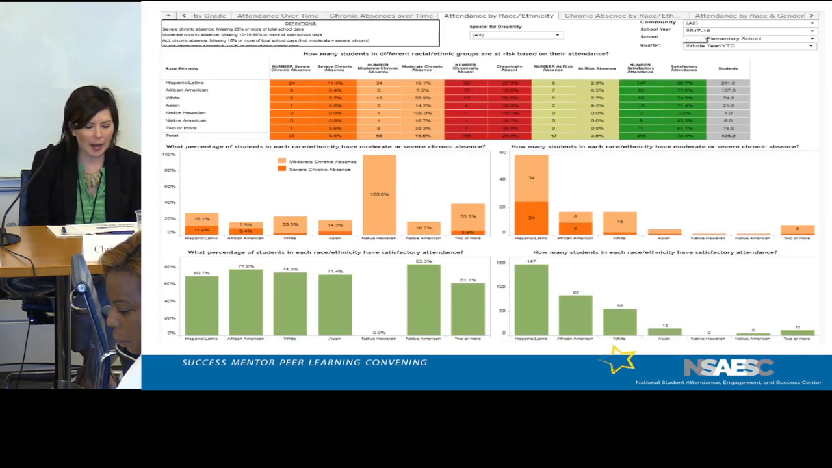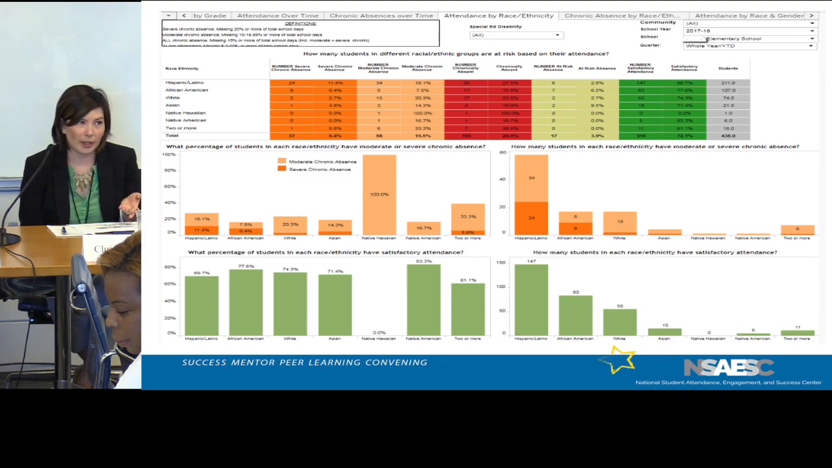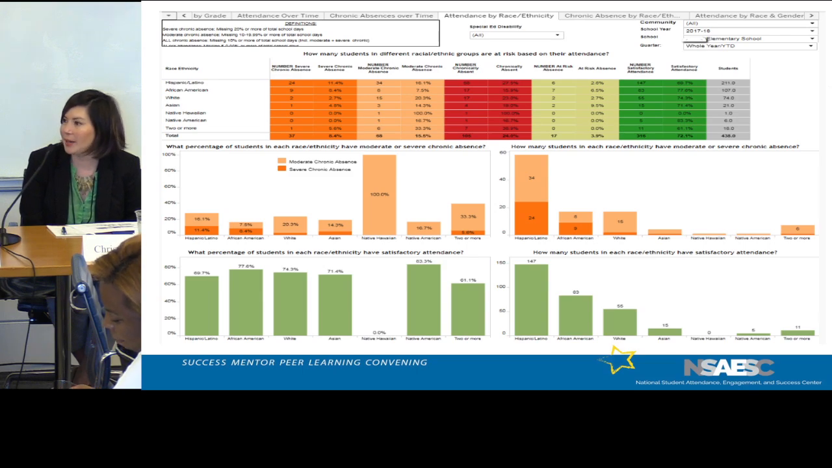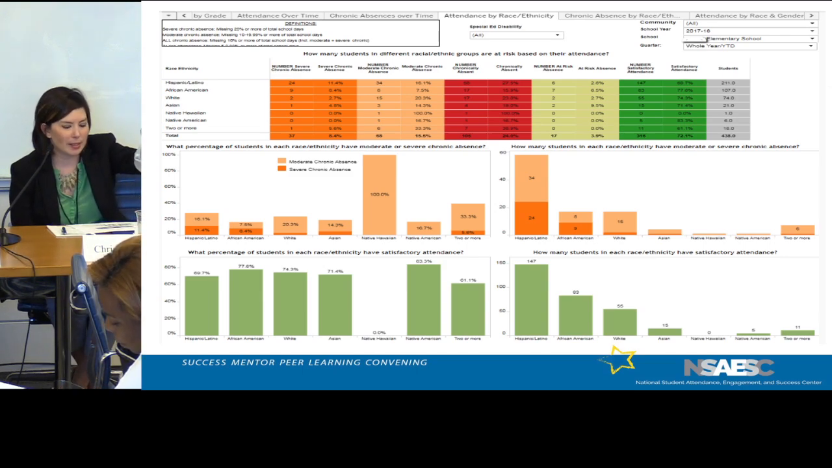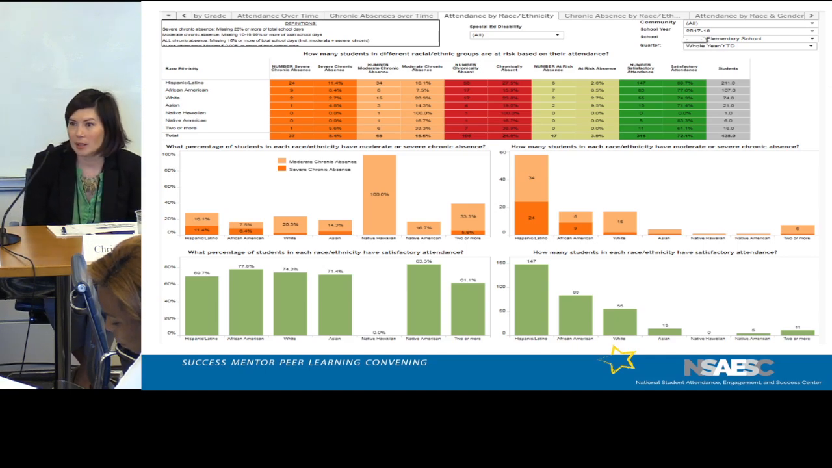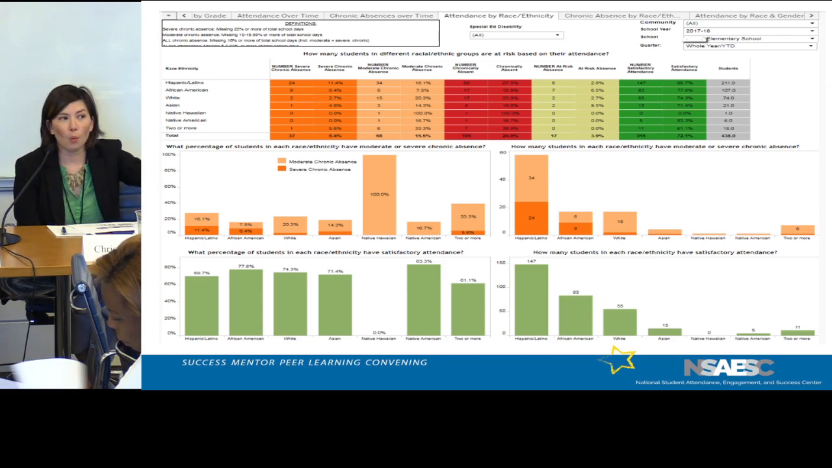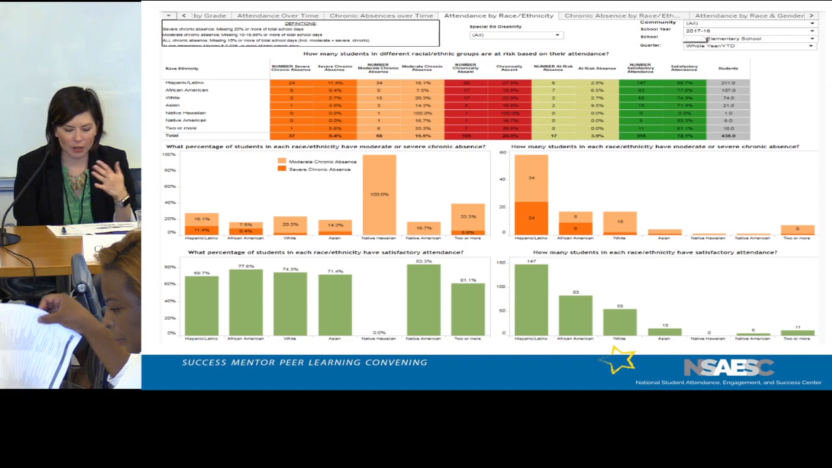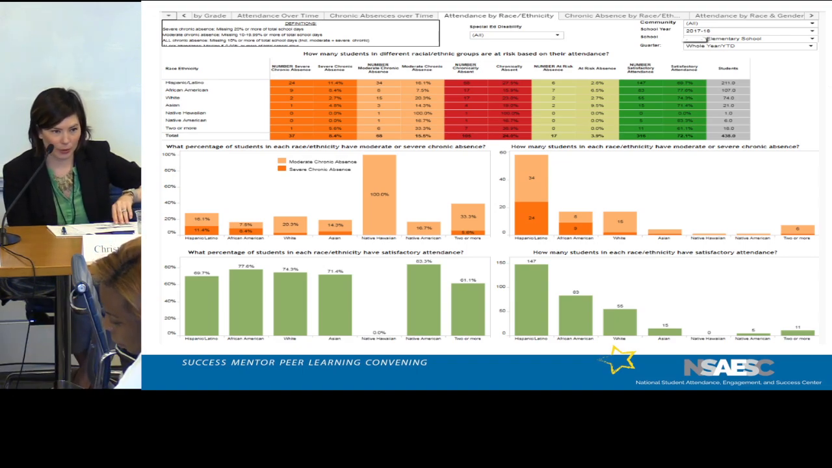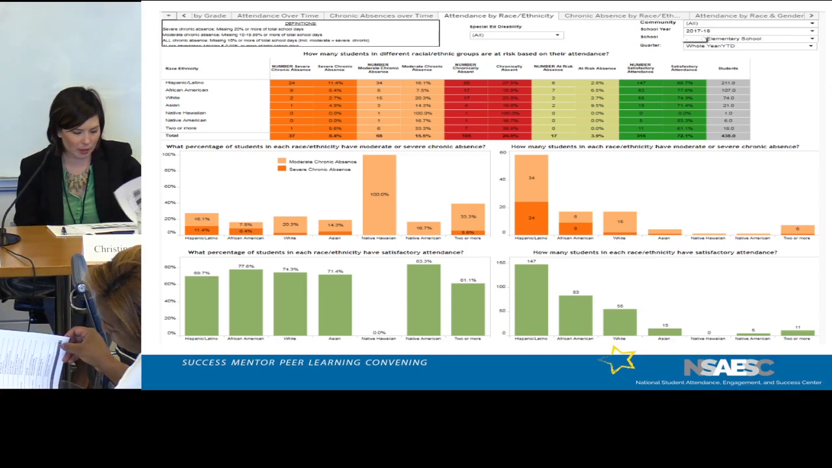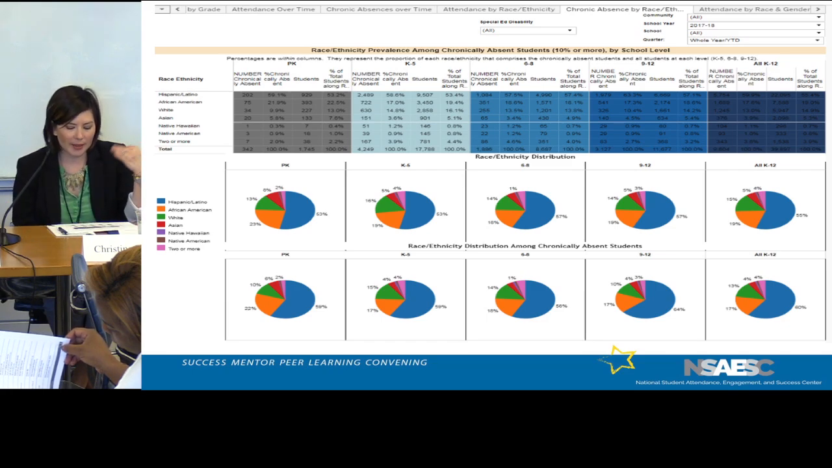Okay, so continuing on, some of the other ways that you can look at the data and look at the trends using the attendance workbook is by different disaggregations. The one that I picked here is looking at attendance by race and ethnicity. And you can see the percents and the counts of students that are chronically absent or have satisfactory or at risk attendance by the different race or ethnicity groups. Then you have what percentage of students are chronically absent, what percentage have satisfactory attendance down below in those charts. So it really allows you to dive into different patterns that might be emerging for different student groups.